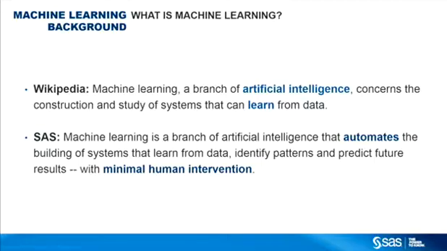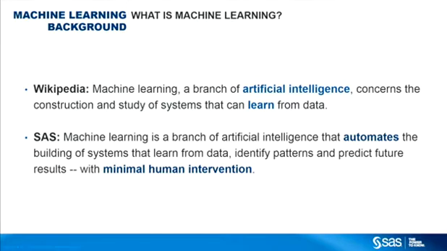Machine learning is kind of a buzz term right now, and that's great. There's a lot of cool things going on in machine learning, but it's something that's been around for a long time. Some of the original algorithms in machine learning were proposed and invented in the late 1950s, early 1960s. One other thing I'd like to point out about the definitions: SAS's definition highlights automation, which I think is an important thing to bring up.